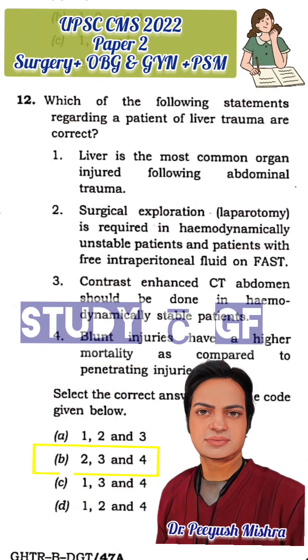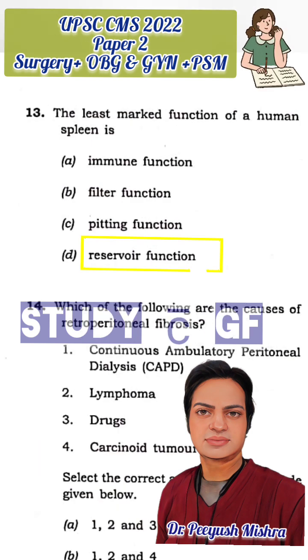Which of the following statements regarding a patient of liver trauma are correct? Surgical exploration, laparotomy, is required in a hemodynamically unstable patient and a patient with free intraperitoneal fluid on FAST. Contrast enhanced CT abdomen should be done in a hemodynamically stable patient. Blunt injuries have a higher mortality as compared to penetrating injuries. The least marked function of a human spleen is reservoir function.